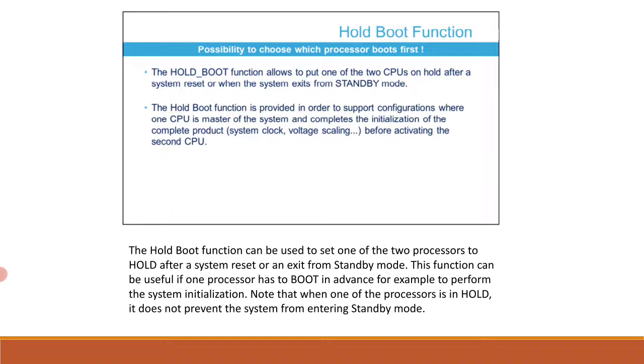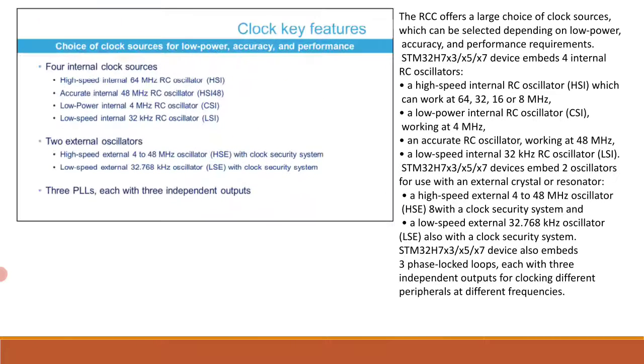Some of the clock key features are offered by the RCC, which can be selected depending on the low power, accuracy and performance requirement. STM32H7 X3, X5 or X7 devices embed 4 internal RC oscillators. They are a high-speed internal RC oscillator, HSI, which can work at 64, 32, 16 or 8 MHz. A low power internal RC oscillator, that is CSI, working at 4 MHz. An accurate RC oscillator working at 4 MHz. A low speed internal 32 kHz RC oscillator as LSI.